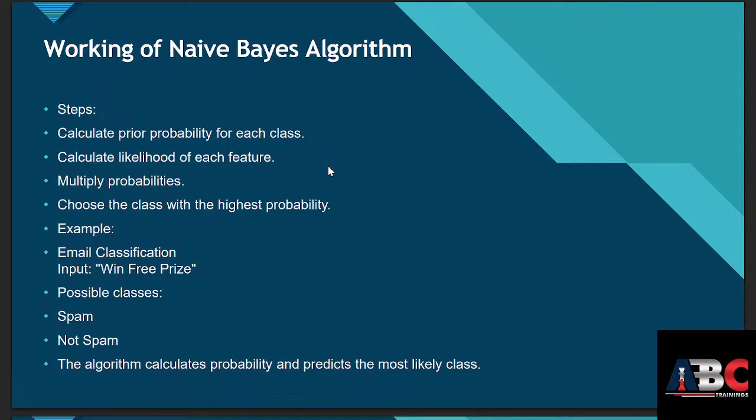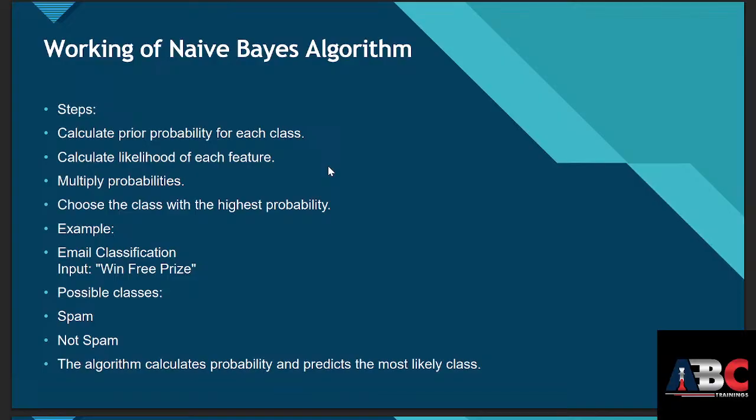First, calculate the prior probability of the data for each class. The Naive Bayes algorithm is a machine learning classification method that uses Bayes theorem to predict the class of new data. It calculates the probabilities for each possible class and then selects the class with the highest probability. Step by step process: calculating the prior probability. The first step is to calculate the prior probability for each class.